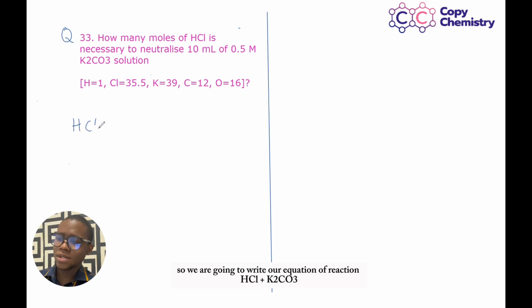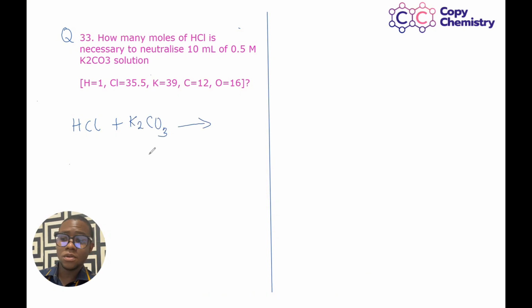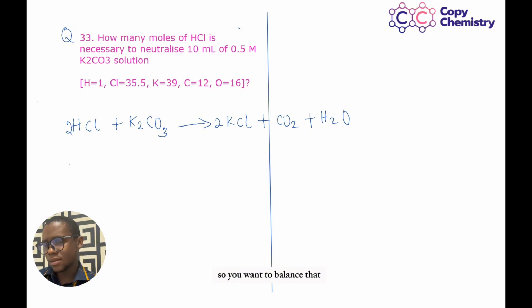So we are going to write our equation of reaction, HCl plus K2CO3. We could flip it though, K2CO3 plus HCl doesn't really matter. And then this will give you 2KCl plus CO2 plus H2O. So you want to balance that. Let's see, is it balanced? Is it balanced, guys? Alright, so that looks balanced, and it is balanced.